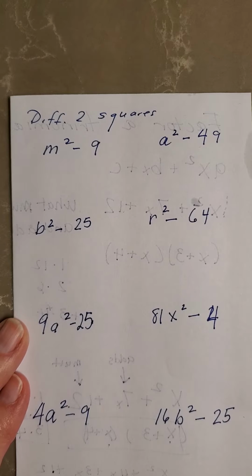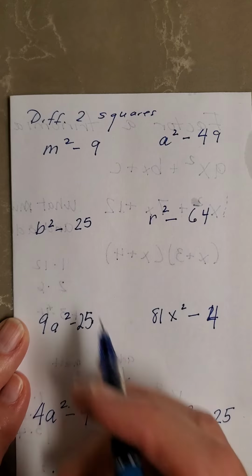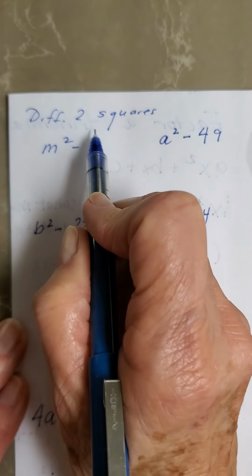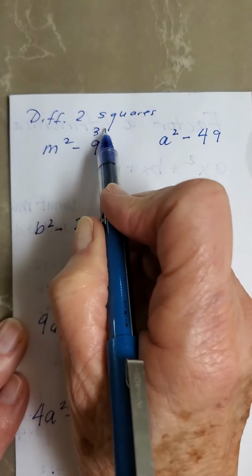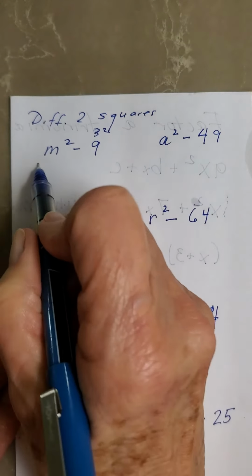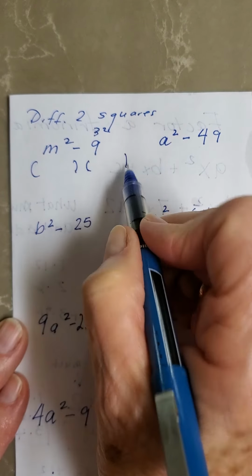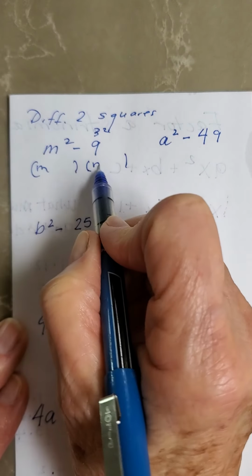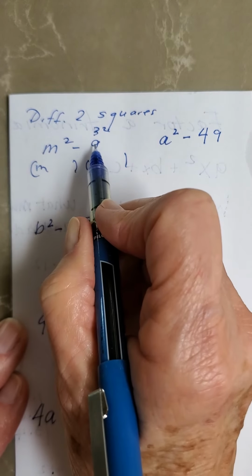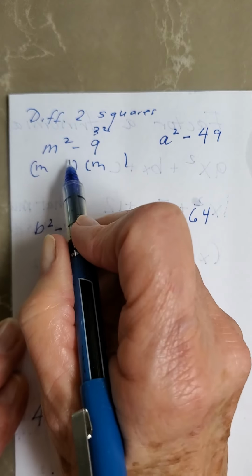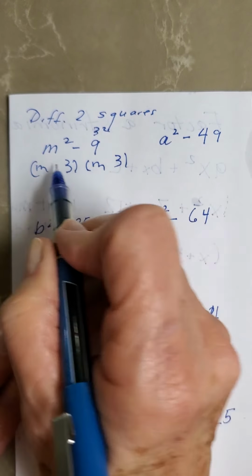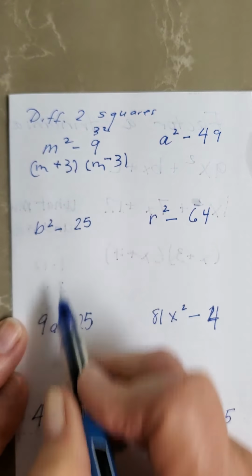So let's look at how we factor a difference of two squares. First of all, we know it's a difference of two squares because this is m squared and 9 is 3 squared. So we factor this: m times m, the square root there, and the square root of 9 is 3. One plus, one minus.